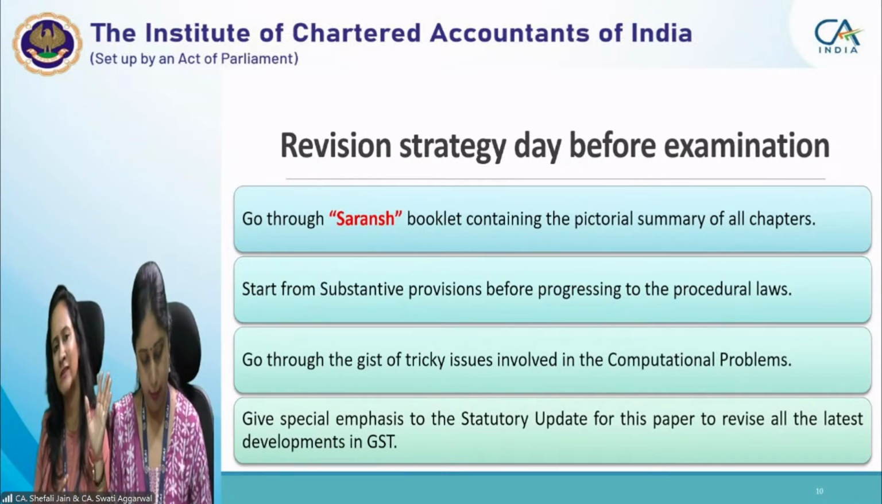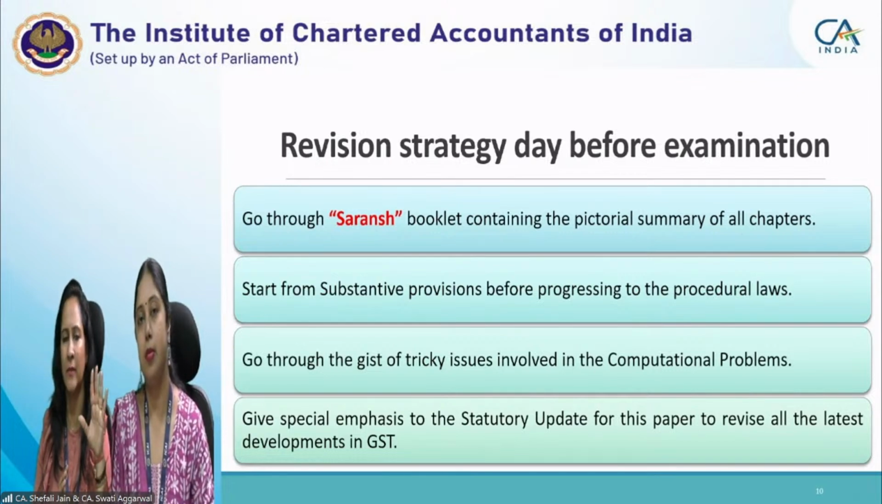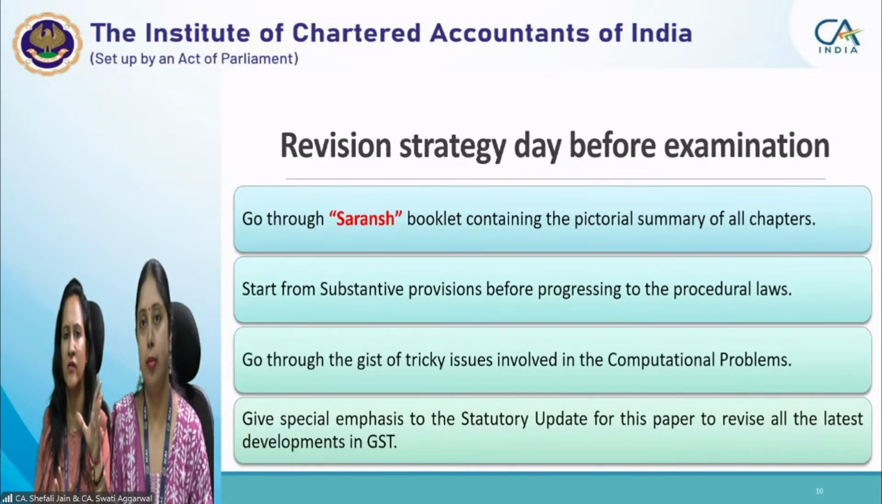So first of all, the substantive provisions. As we know, the concept of supply, the taxable event of GST law, is supply. Concept of supply, you know, is chapter number 2. Chapter 1 talks about the basic provisions, the difference between direct and indirect taxes, why GST is introduced, what are the benefits of GST, constitutional provisions included, then the basic provisions of GST. So you have to start from chapter 2, basically.